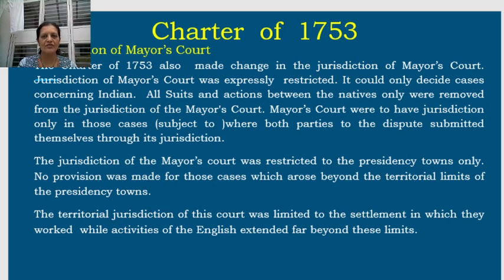The jurisdiction of the Mayor's Court was restricted to the presidency towns only. There was no provision made for those cases which arose beyond the territorial limit of the presidency towns. The territorial jurisdiction of this court was limited to the settlement in which they worked, while the activities of the English extended far beyond these limits.